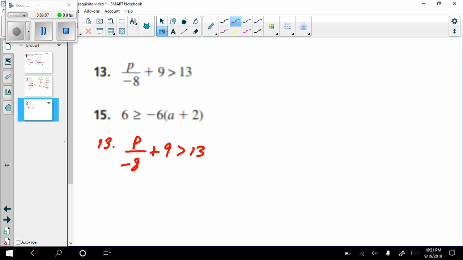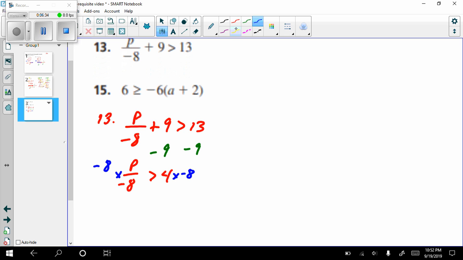Okay, I'm hoping you made a decision whether you're going to have to flip the sign or not. We solve by subtracting 9, subtracting 9. Okay, this becomes p divided by negative 8 is greater than a positive 4. To get rid of the negative 8, I am going to multiply both sides by negative 8. These cancel on this side, and I end up getting p is less than negative 32.